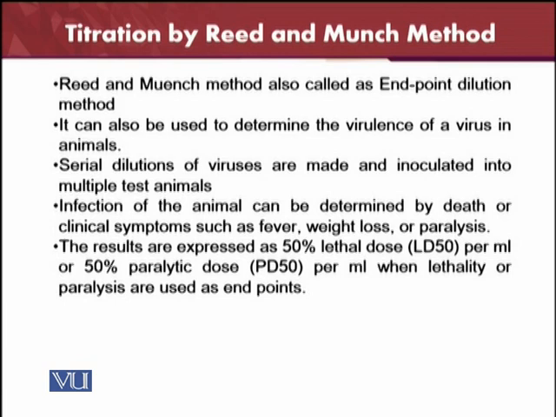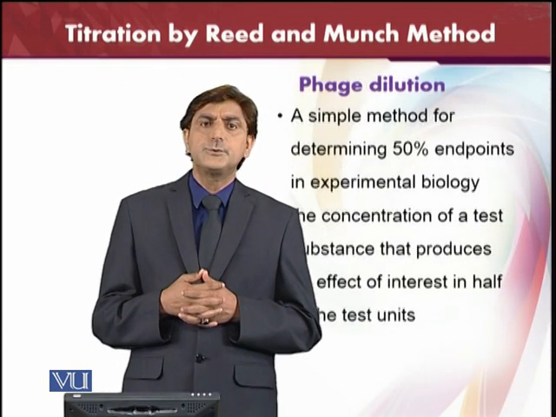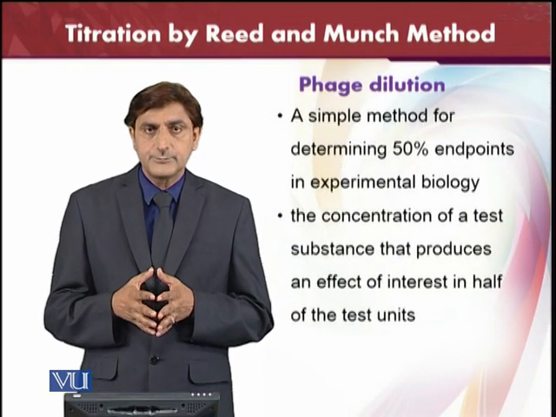So the clinical signs depend on the virus which we are going to use for a specific kind of experiment. The results will be expressed as the 50% lethal dose. We have already seen what the LD50 is. LD50 is the 50% lethal dose per ml, or 50% paralytic dose per ml. When death or paralysis is used as the endpoint, then the LD50 will be our experimental result. First of all is the phage dilution, or the virus dilutions, which is very important.